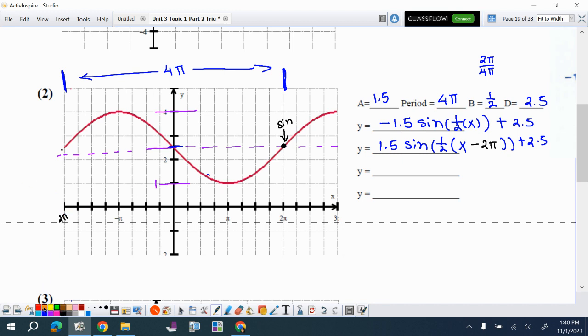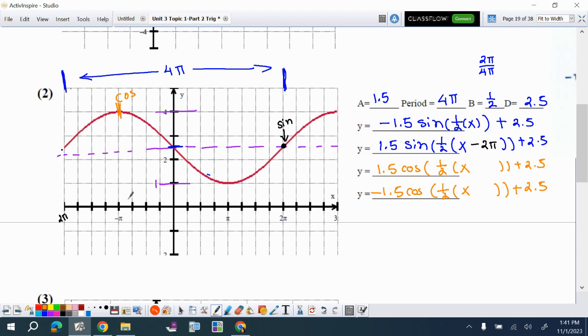Okay, so let's talk about the cosine. 1.5 cosine, same 1/2 x and 2.5. Let me prepare the graph, the equation. You must have correct, appropriate parentheses. Okay, so cosine. Cosine starts with a maximum. This is for the cosine.